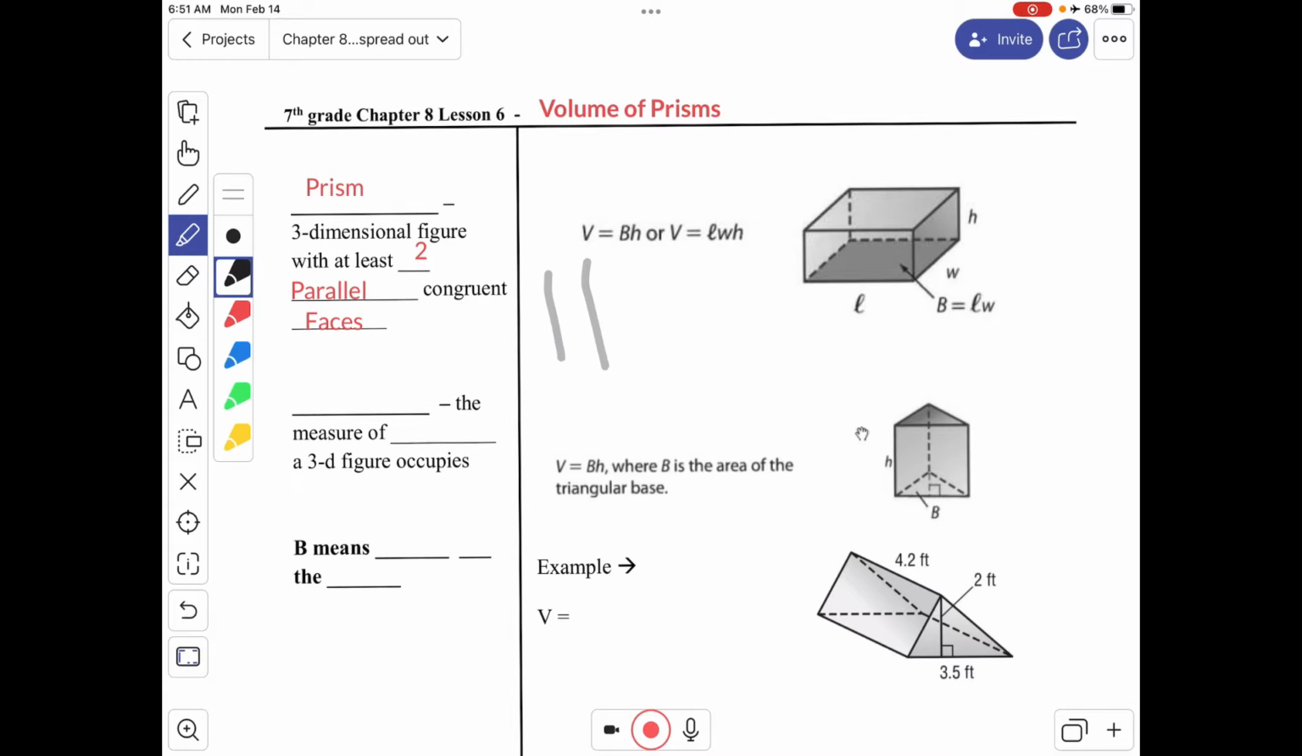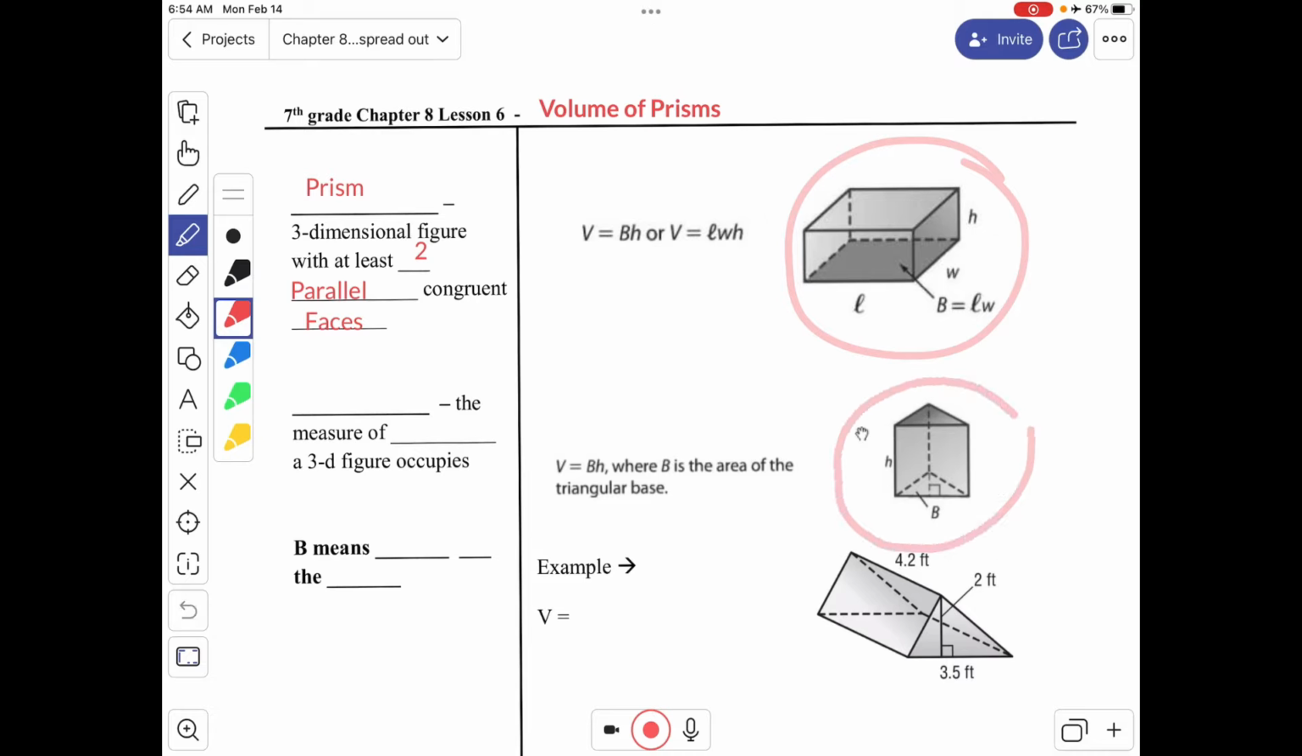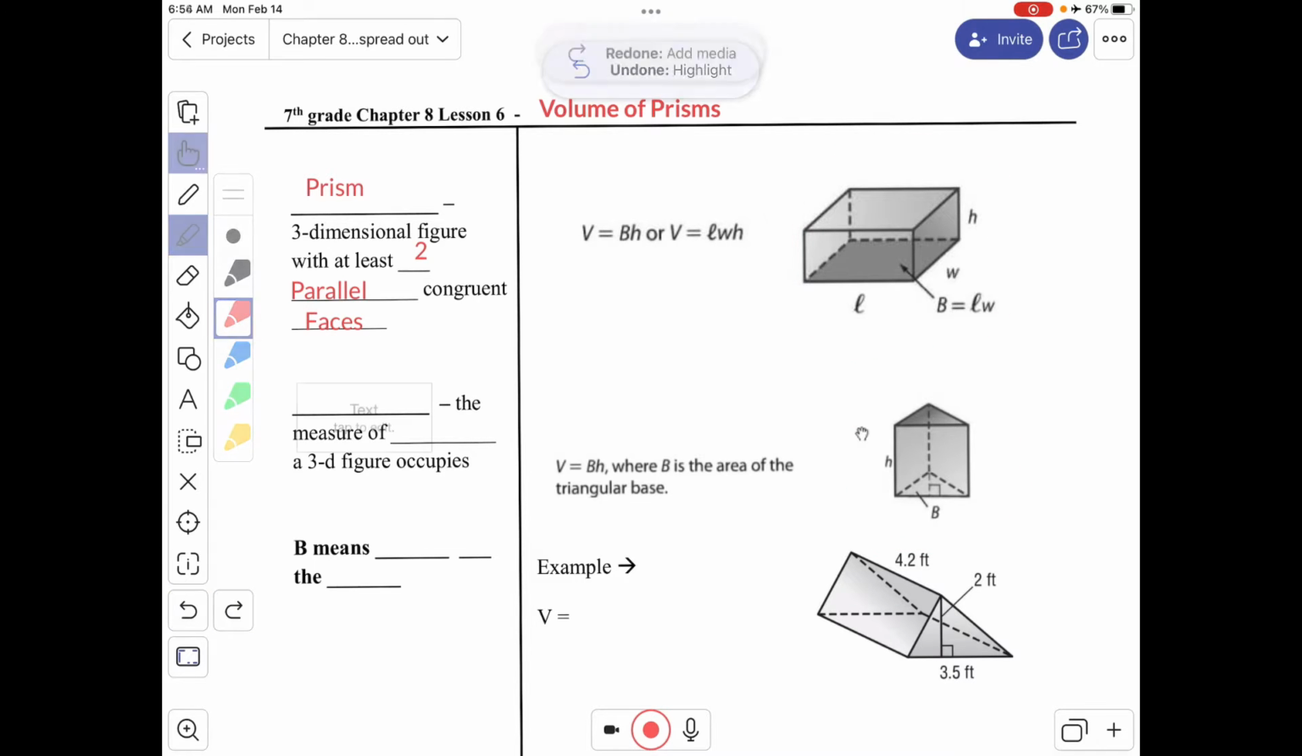Parallel means they don't touch, they're railroad tracks. Congruent means they are same size, same shape, and faces are the flat sides of a figure. So there's one face, and there's another one, and then there's one on the back. That's a three-dimensional figure. Today we'll only be talking about a rectangular prism and a triangular prism.